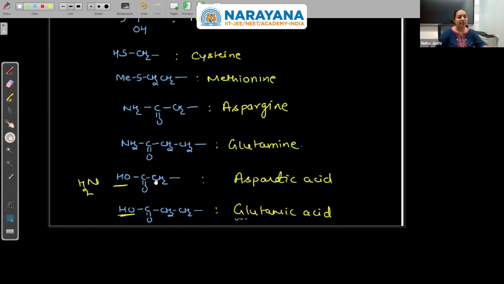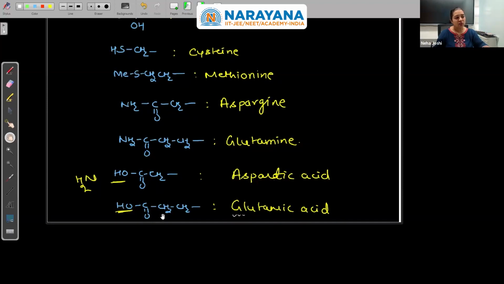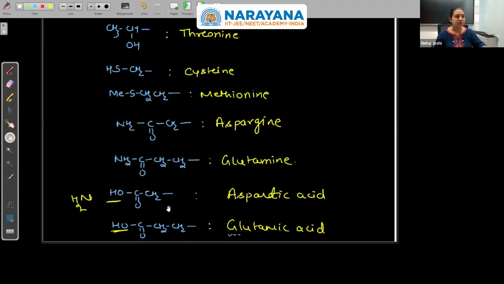And aspartic acid and glutamic acid are also related. CH2COOH is aspartic acid. CH2CH2COOH is glutamic acid. And with similar names, asparagine and glutamine are their amides. CH2CONH2 for asparagine, CH2CH2CONH2 for glutamine. They are just the amides of aspartic and glutamic acid.